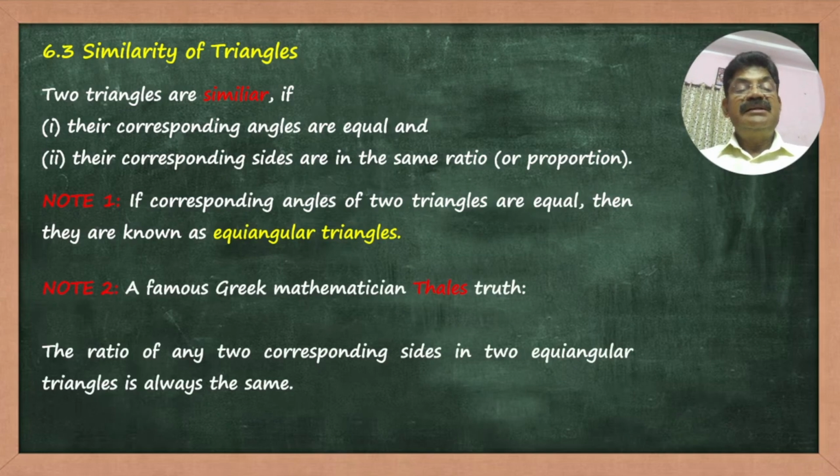Now, this is an important result. A famous Greek mathematician Thales found a truth. What was it? The ratio of any two corresponding sides in two equiangular triangles is always the same. Therefore, as far as triangles are concerned, you can eliminate the second condition. That is what Thales found. So the ratio of any two corresponding sides in two equiangular triangles is always the same. So that is the significance of triangles.